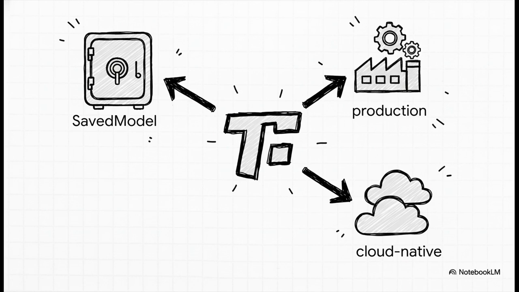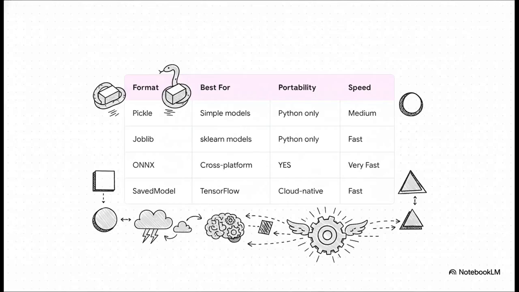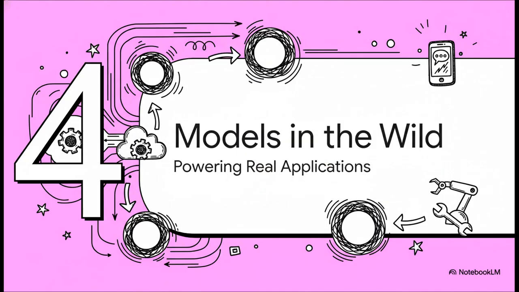And of course, we can't leave out the TensorFlow folks. Their ecosystem has the SavedModel format. And this thing is a beast. It's designed from the ground up for huge production-scale deployments, and it works seamlessly with all the big cloud platforms. So let's quickly break it down. For simple stuff, all within Python, Joblib is your best bet. If you live and breathe TensorFlow, SavedModel is your go-to. But if you need to cross any kind of boundary, from one framework to another, one language to another, ONNX is the absolute winner.